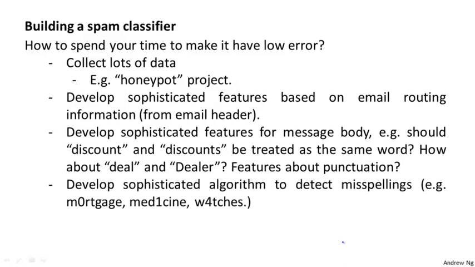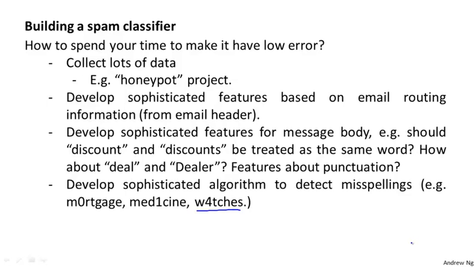I don't know. And along the same lines, maybe we also want to develop more sophisticated algorithms to detect and maybe to correct deliberate misspellings like m0rtgage, med1cine, w4tches. Because spammers actually do this because if you have watches with a 4 in there, then, well, with the simple technique that we talked about just now, the spam classifier might not equate this as the same thing as the word watches, and so it may have a harder time realizing that something is spam with these deliberate misspellings, and this is why spammers do it.